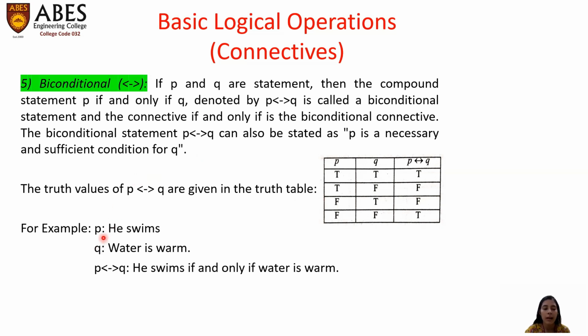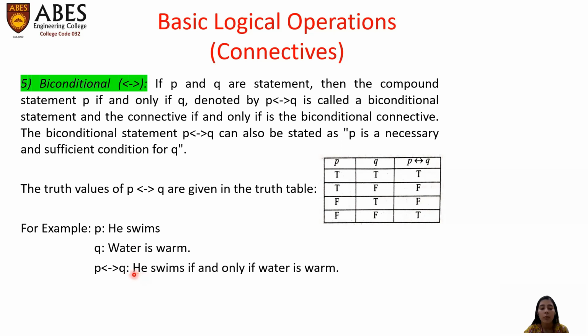Now here we take an example also. Let's suppose we have two propositions P and Q. Proposition P is "he swims", and proposition Q is "water is warm". We have already discussed that this double-sided arrow is the symbol for the biconditional logical connective, and here we are forming the compound proposition with its help. It will be read as if and only if. So P is "he swims" if and only if Q is "water is warm".